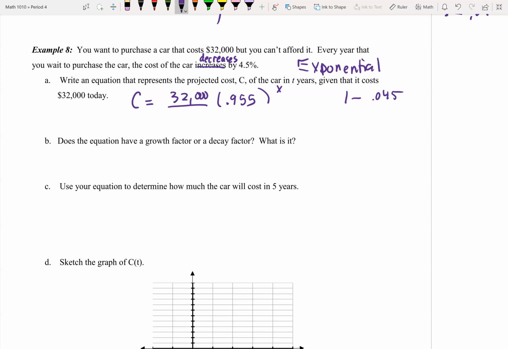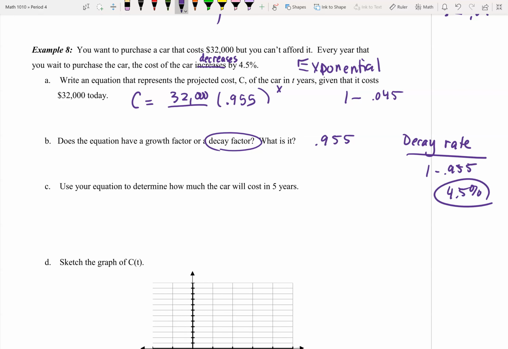Now, if you add another question: what is the decay rate? The factor is the number that's there, right? The rate, do you remember it was about 15 minutes ago? It's 1 minus 0.955, and that's where that 4.5% comes in. So that's the percentage that it's decreasing, which as a decimal is 0.045. So just know the difference between those.